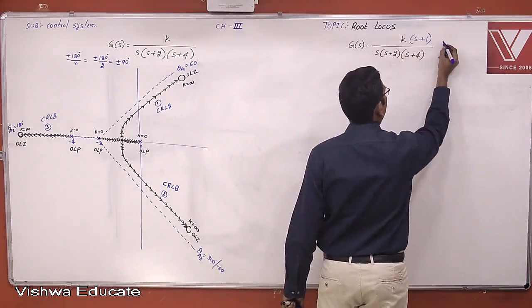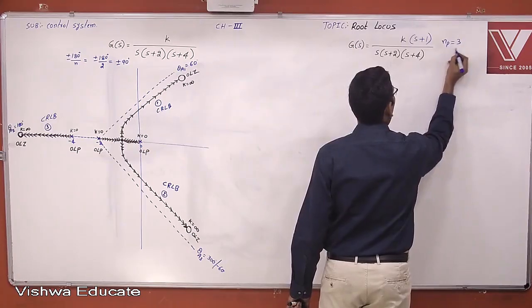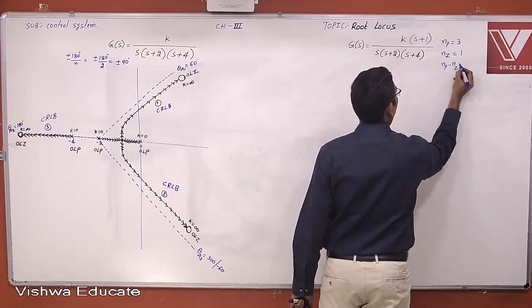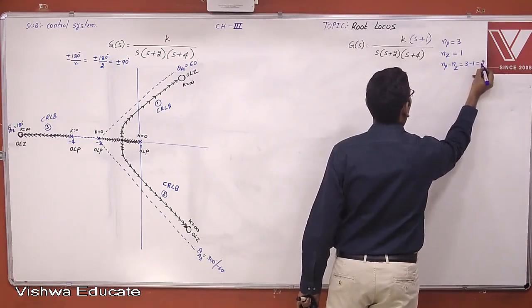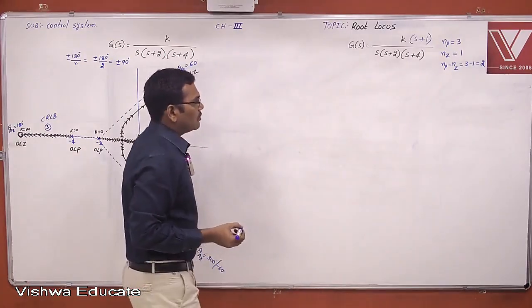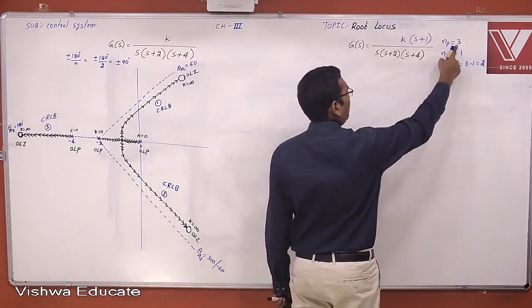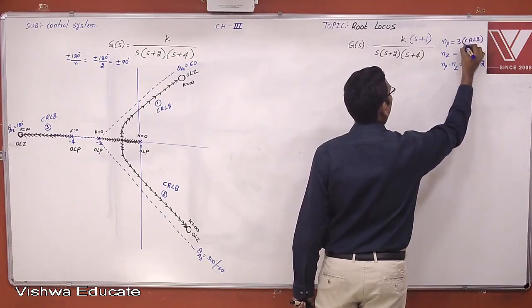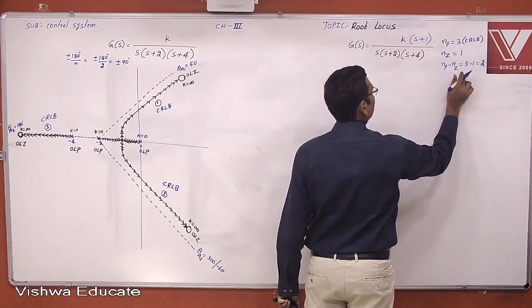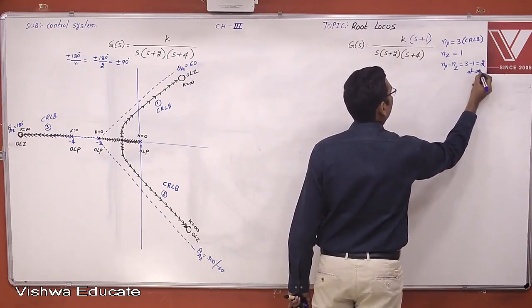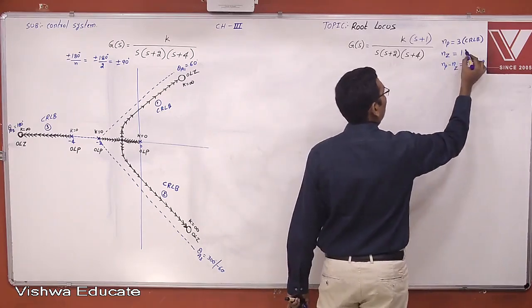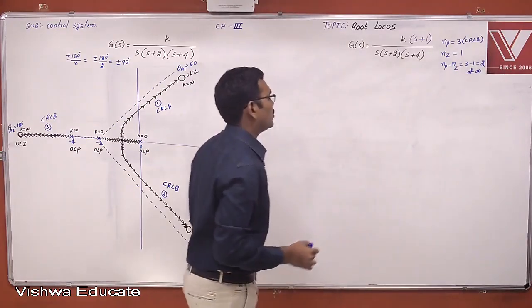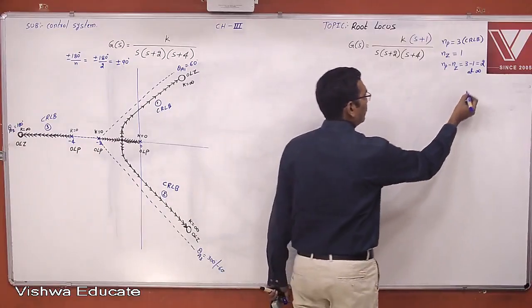First we will see what NP is. The total number of poles is 3. The total number of zeros is 1. NP minus NZ is 3 minus 1, which is equal to 2. Right? The complete root locus branches are 3. At infinity there are 2 branches terminating. Now how many branches terminate at 0? 1 branch is terminating at 0. Okay, that is the short method. Anyway, we will do it as per the procedure.